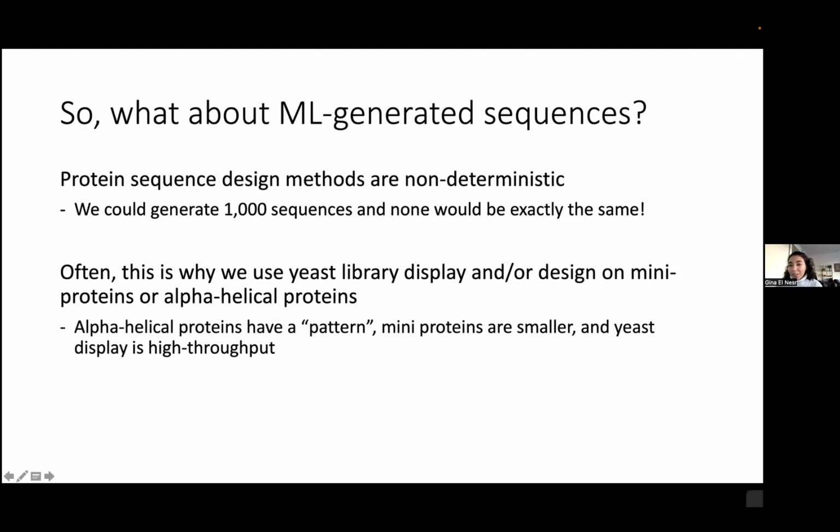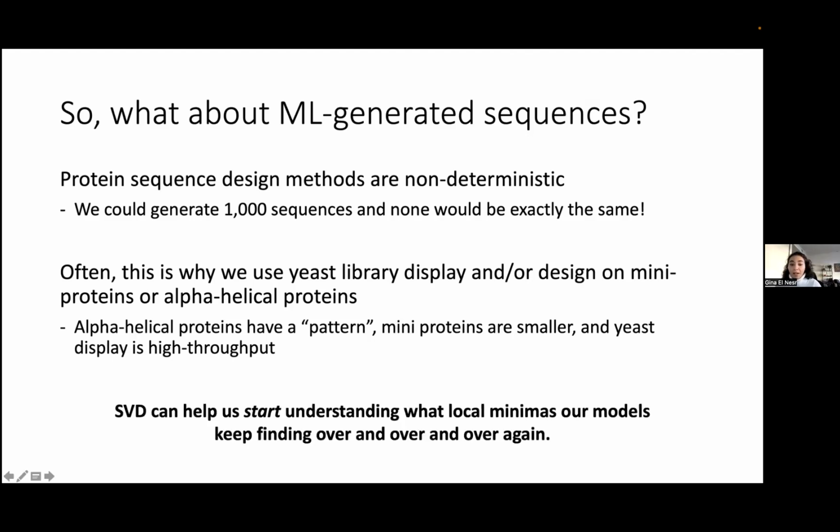So what if we actually understood what machine learning models were doing relative to the sequences? One thing that could do is decrease the amount of sequences we have to try. Maybe it's actually picking up a pattern that we don't want. Or it'll tell us that, hey, it's actually not learning anything. It's very random. We might need to do a better sampling scheme. So I did some nice little meta-analyses using ML generated sequences that I'm going to present right now. SVD can help us understand what local minima our models keep finding over and over again.